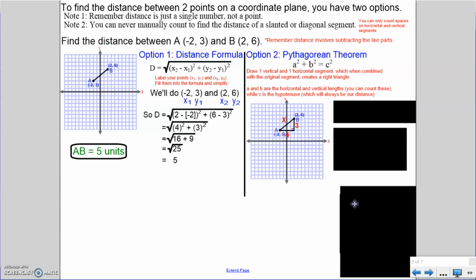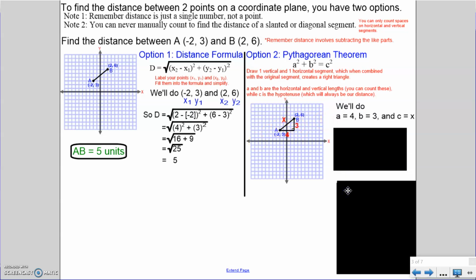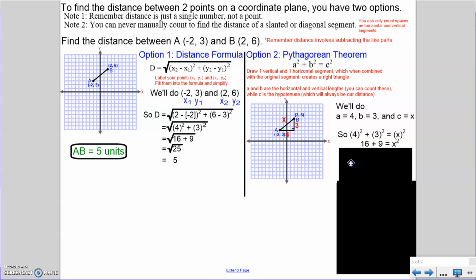So here's the picture. Alright, notice I drew this right segment, and then this down vertical segment. So I count them from A to this is 4 spots, because there's 1, 2, 3, 4. From here to here is 3 spots. And then our hypotenuse is going to be x. Alright, so A is 4, B is 3, C is x. And you can also reverse A and B, it doesn't matter. But x or C has to be the hypotenuse. We fill it in. 4 squared plus 3 squared equals x squared. Square 4, you get 16. Square 3, you get 9. Equals x squared. Combine like terms, you get 25 equals x squared. Take the square root of both sides, you get 5. And that's it.